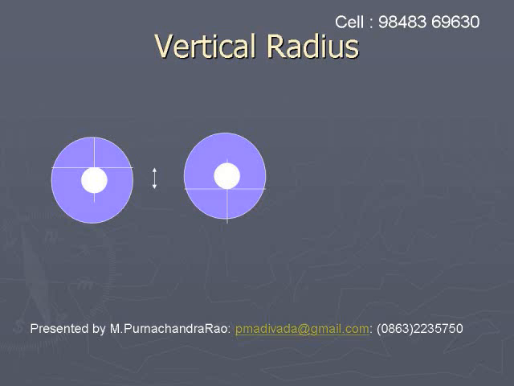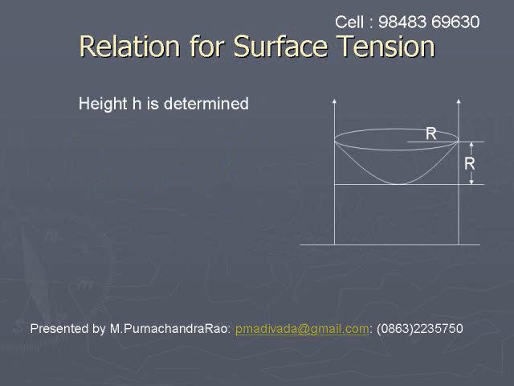Then the average of these two diameters gives the diameter of the capillary tube cross section, and then the radius is determined, which is half of the diameter. Like this we determine the radius of the capillary tube. We have determined the height of the liquid column h and the radius of the capillary tube r. Then the density of the liquid and acceleration due to gravity are assumed.